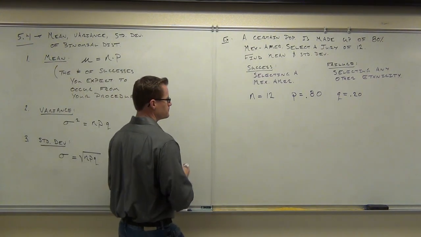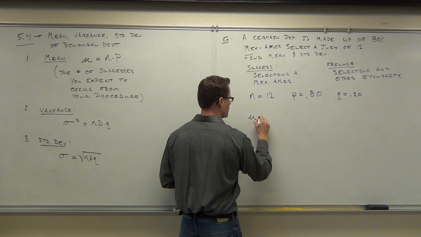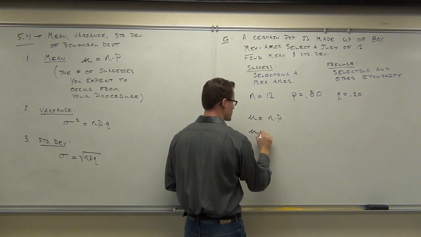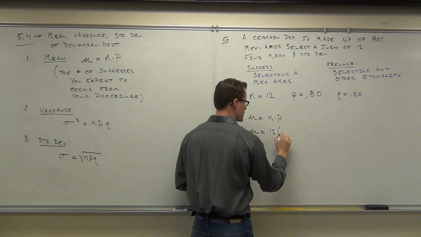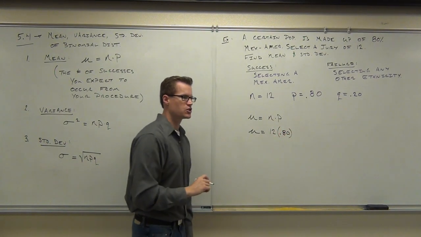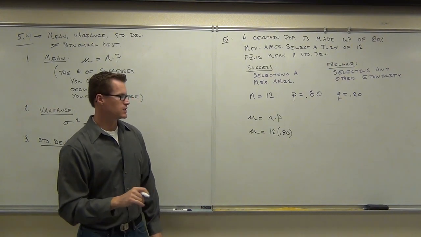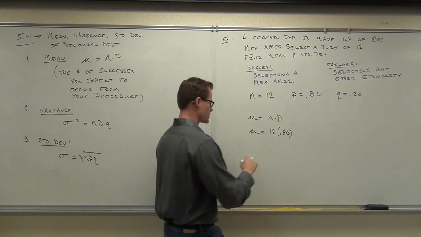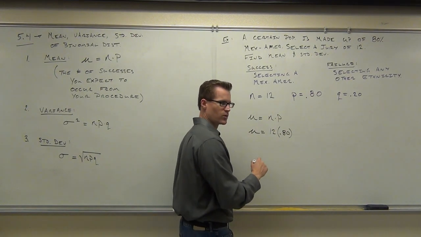In order to find the mean, mean says you're going to take N times P. So in our case, our N was 12. Our P was 0.80. I'm going to put that in parentheses so we don't get confused with that decimal as a multiplication. And you're going to tell me that is how much? 9.6 Mexican Americans. Awesome.